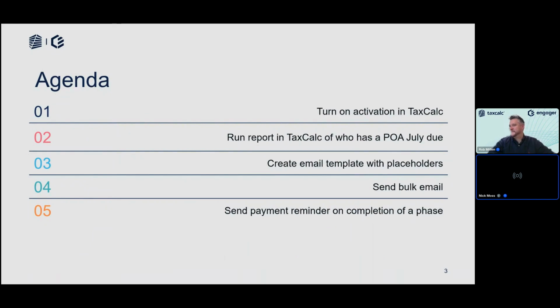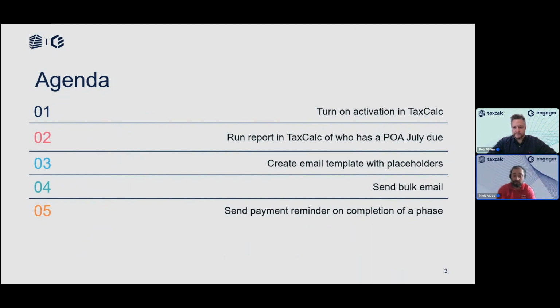Now, the things we're going to go through: turning on the activation in TaxCalc. This is how it actually shares the data from TaxCalc across to Engager, and explaining the guardrails we have in place relating to sensitive information, maybe your own tax return information going across to Engage, and how you can restrict that.